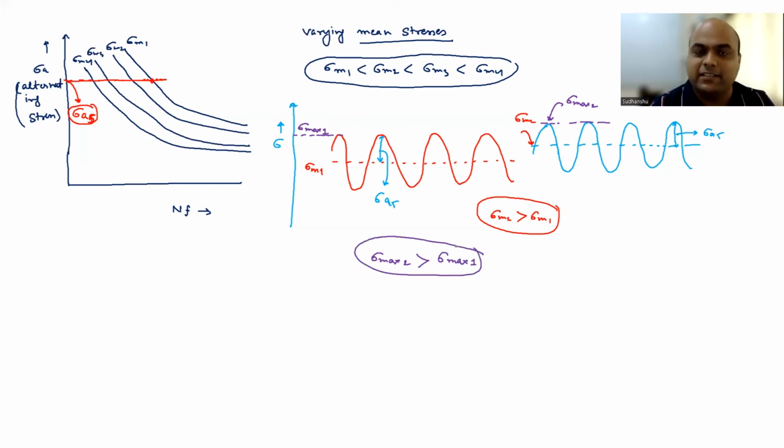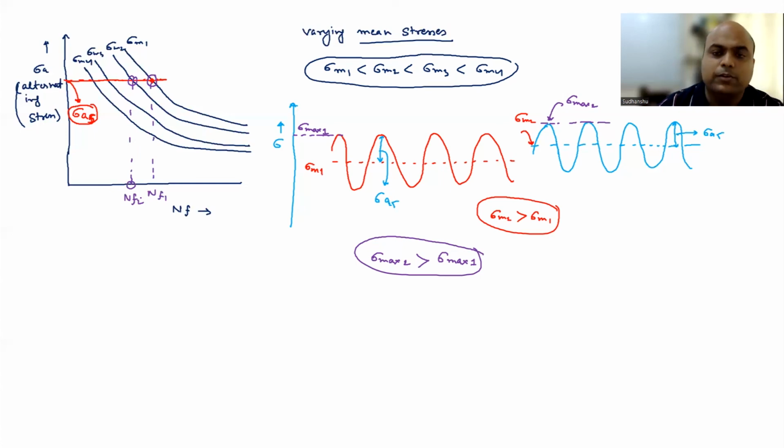Now again, go back to the factors affecting the fatigue behavior. What was the first point? If you increase the maximum stress, you're going to see earlier failure, right? And that is what you see here on the left side. If you see sigma M1, the number of cycles to failure is say NF1. Sigma M2, the number of cycles to failure is say NF2. So NF1 is greater than NF2, right? Or the opposite way, if you increase the mean stress, the number of cycles to failure is going to decrease, right? And this is happening because we are increasing the maximum stress. Remember, we are keeping alternating stress the same here, the concept I just discussed.